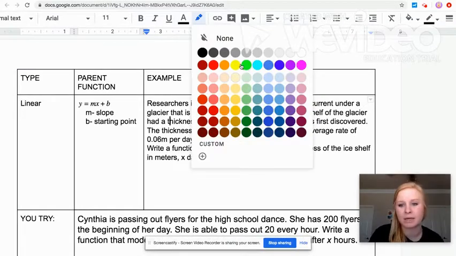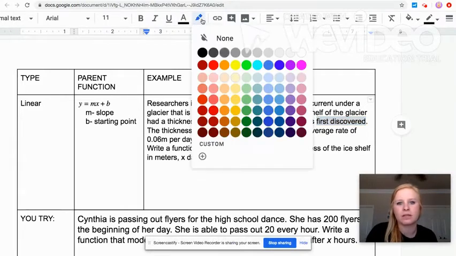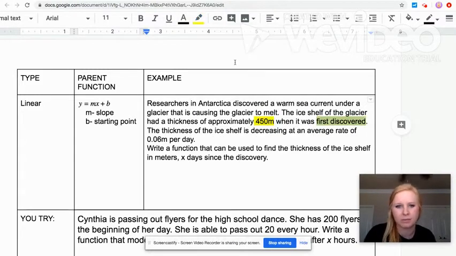So the very first thing I actually want us to do is go in and highlight. So we're going to pick a highlight color. In this case, let's just say yellow. Anything you might think is important. So the first thing that stood out to me is that we had a thickness of approximately 450 meters when it was first discovered. So when I read first discovered, I'm thinking, okay, that's what it started out as. So I know that that's probably going to be my B.